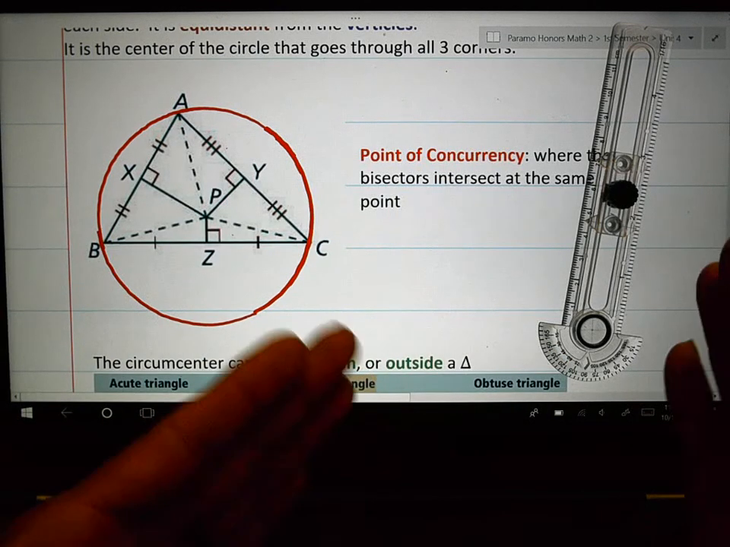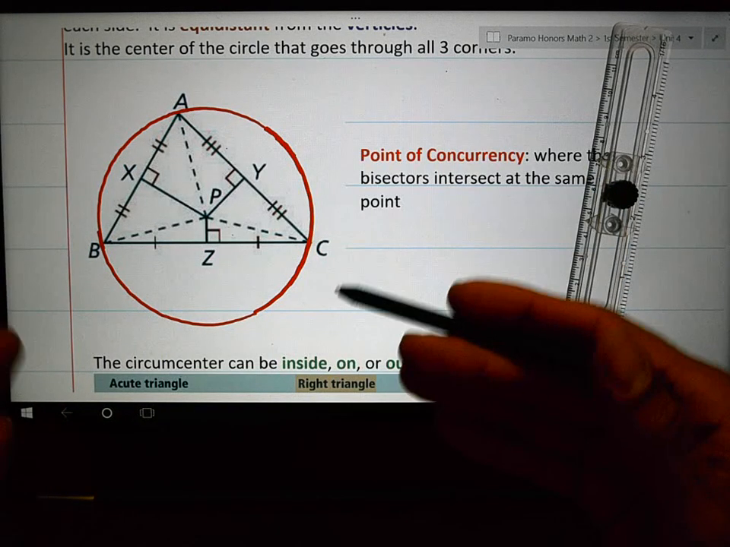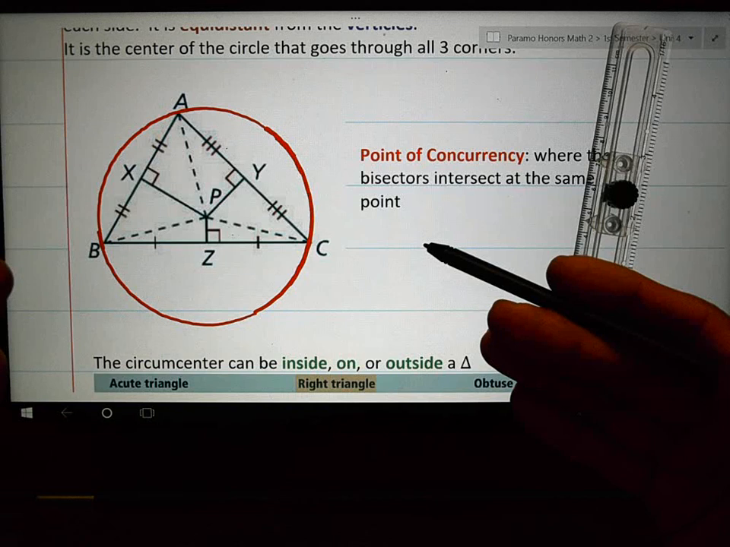So what we are learning about with these perpendicular bisectors is, and by the way, when you look at that, doesn't that look satisfying? And you're like, oh, that's so nice. That's how I feel about it.